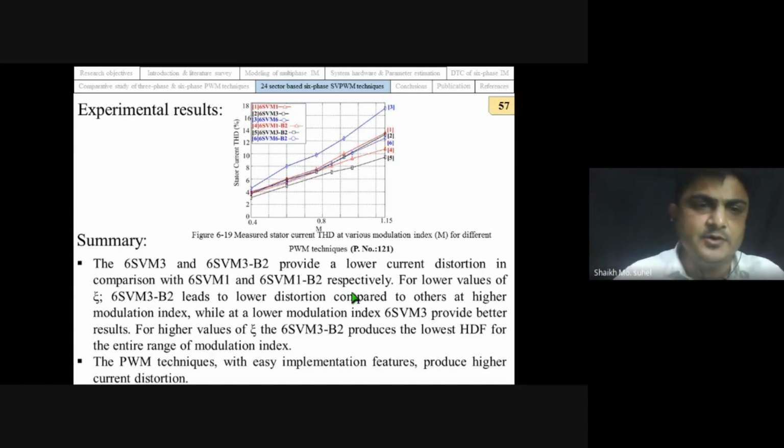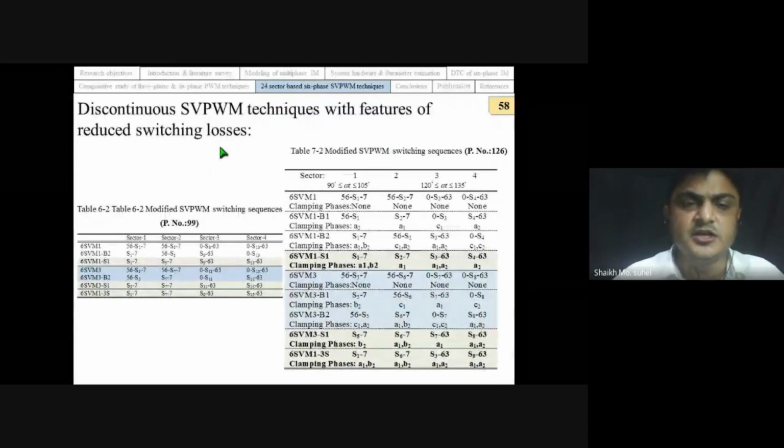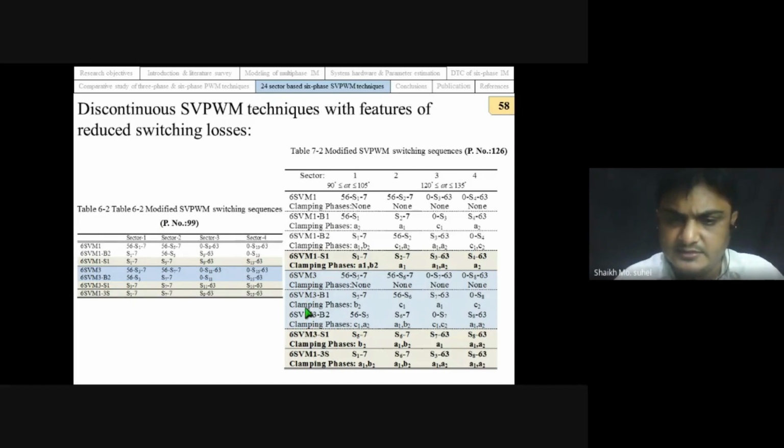Now let us discuss how to reduce the switching loss. We have concluded that all these PWM techniques provide a better stator current distortion, but they can still produce a higher switching loss. So to avoid the switching loss, we have developed 3 new PWM techniques, that is 6-phase SVM1S1, 6-phase SVM3S1 and 6-phase SVM3S. How have we developed these PWM techniques?